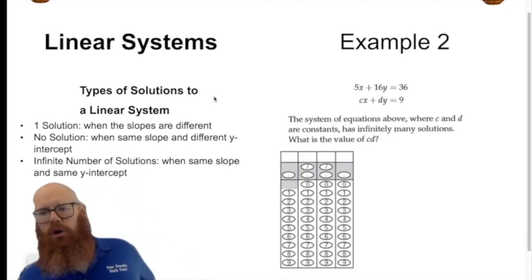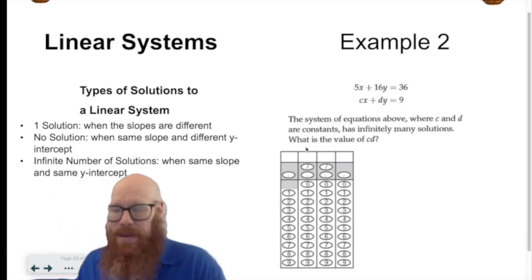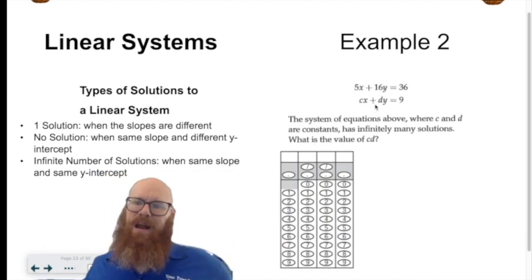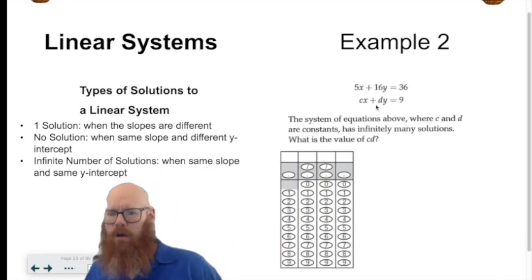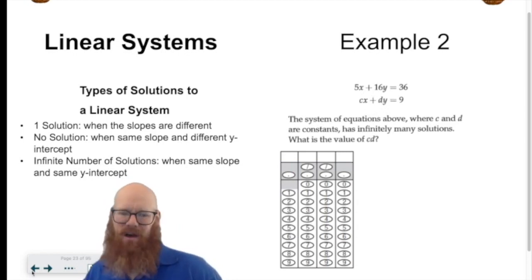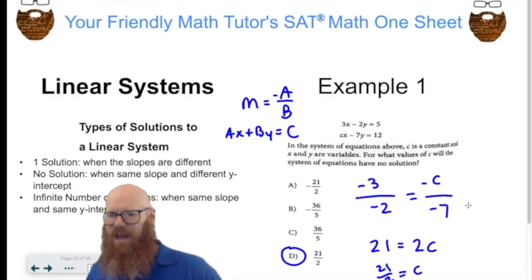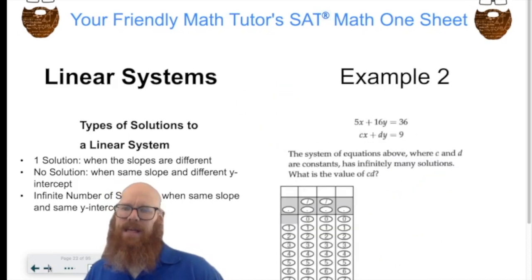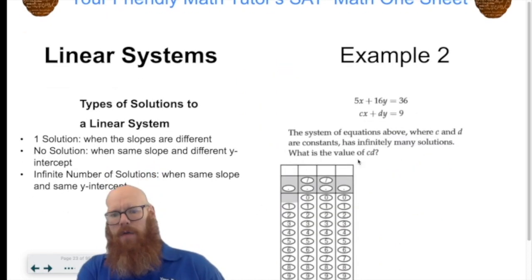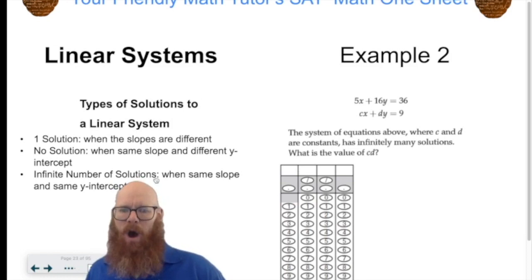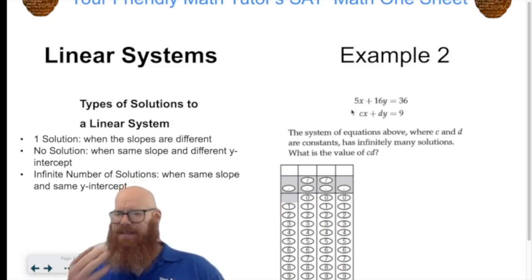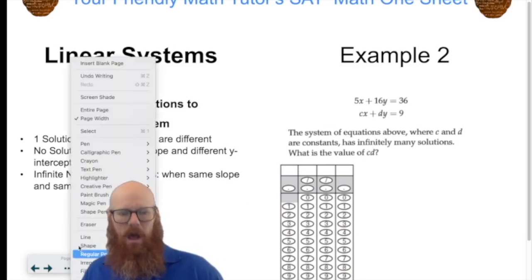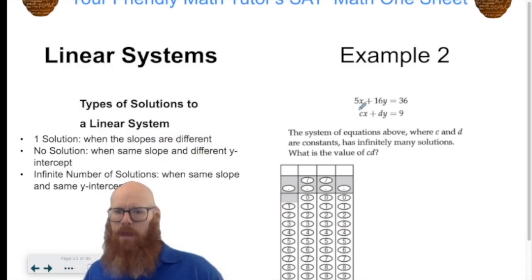Here we're going to do this a little differently, because when I figure out the slope of the second one, I'm going to get c and d in it, and I won't be able to solve an equation like this with two variables in it. So I'm going to take a different approach. Since they have the same slope and same y-intercept, that means they're the same exact line. So I'm going to multiply the second equation by 4.